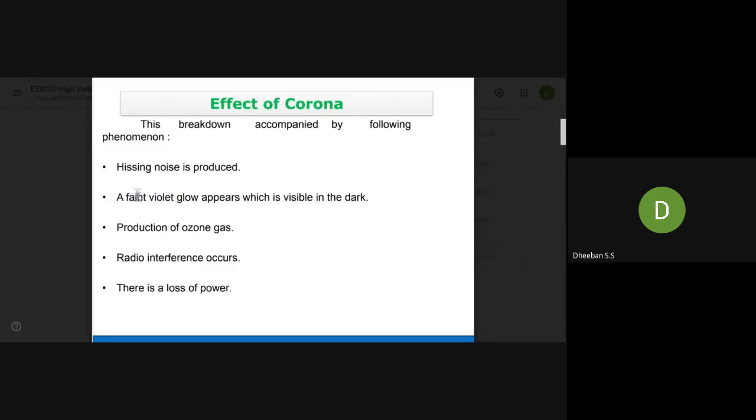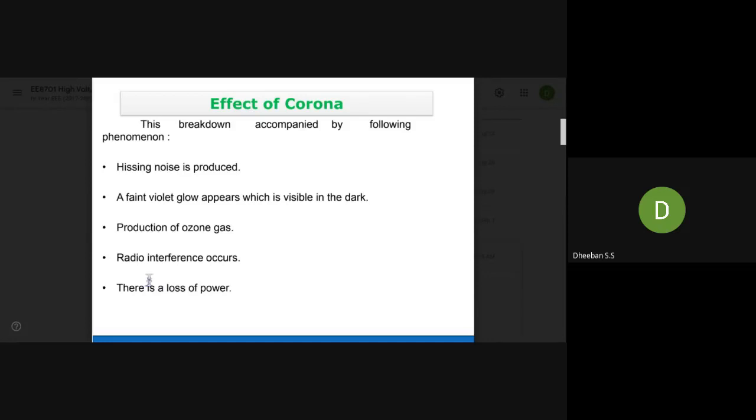After that, a violet glow appears, the same blue and red color they are saying. The third point is that ozone gas gets produced. By liberation of one electron from O2, an oxygen ion will be formed. That oxygen ion bombards another molecule of oxygen to form ozone gas. Through that concept, ozone gas will be formed. Ozone gas in general is harmful.